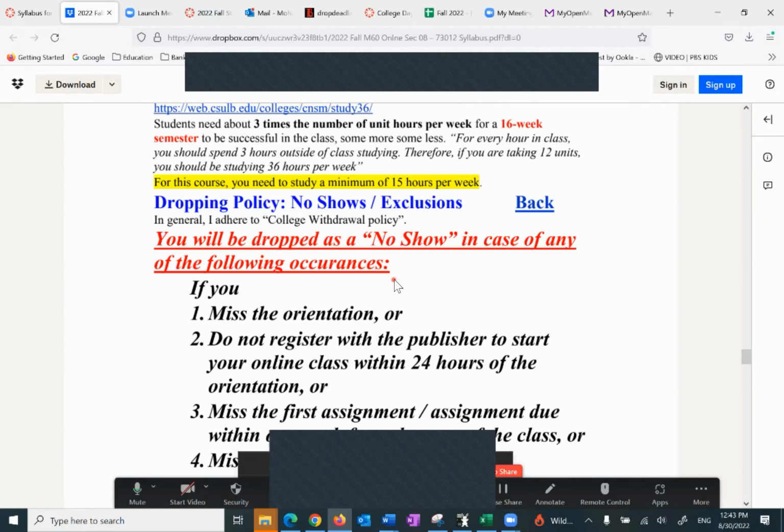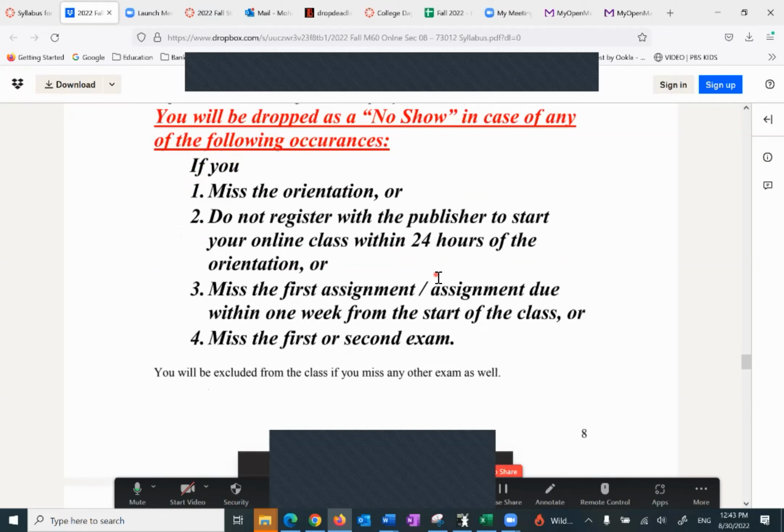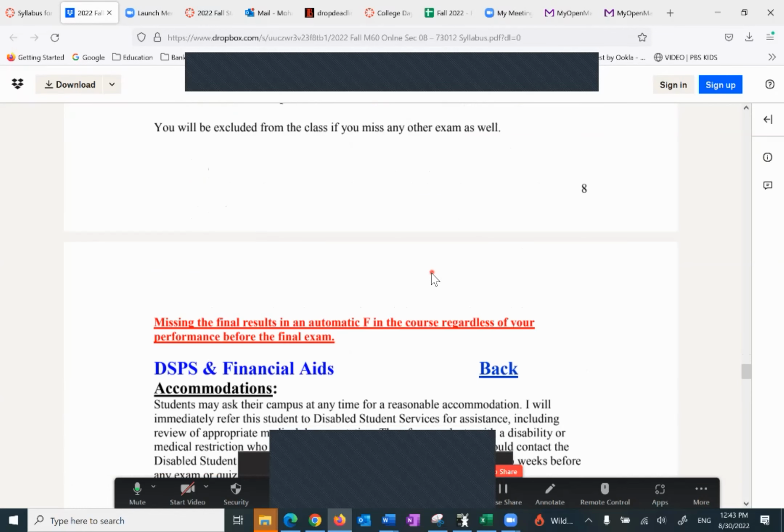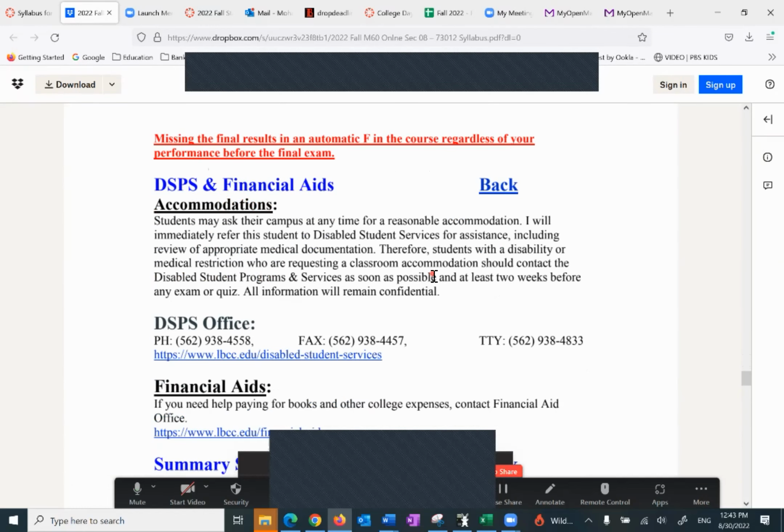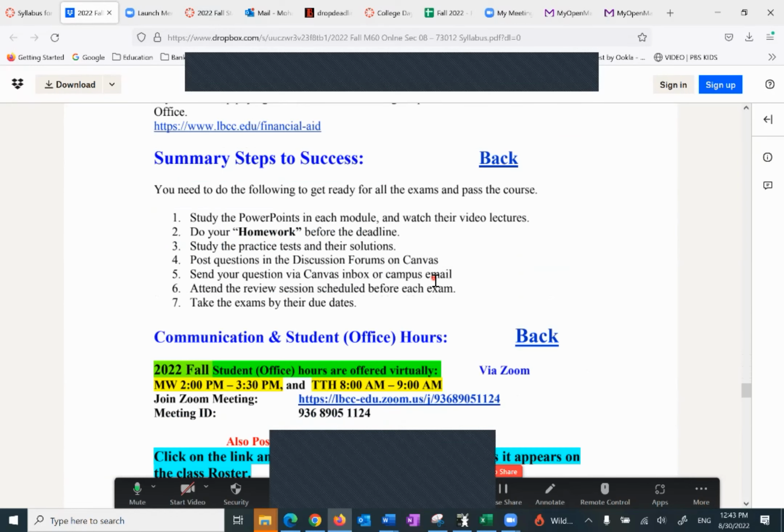Students who don't start the class immediately, by that I mean registering and starting with Webassign, and miss the first assignment or the first or the second exam will be dropped. Then I have more useful information such as DSPS, financial aid.